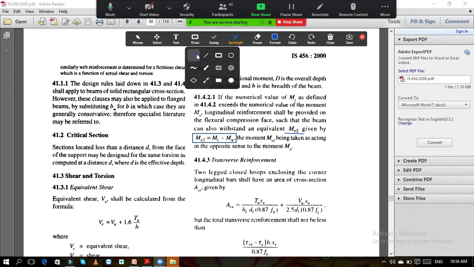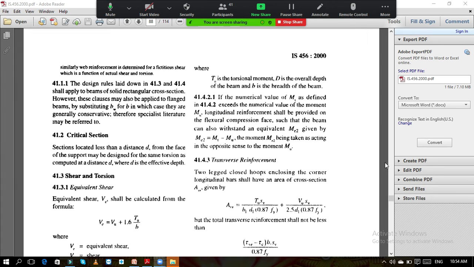So whatever reinforcement you have got from this shall be provided. Here, if you read it carefully, they have given flexural compression phase. In a normal beam, we consider that the tension is at the bottom and compression is at the top. At that phase, we need to provide this steel, whatever we got from this Me2. Now if we move further, they talk about the transverse reinforcement also.